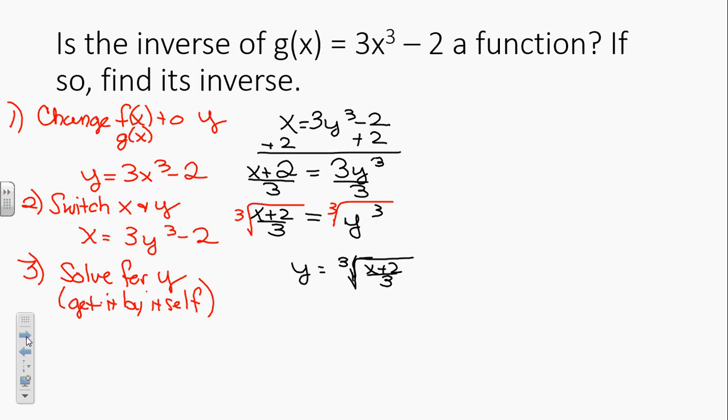Now, some would argue that we've got a radical in the denominator, don't we? That's a pre-calculus issue. For algebra 2, we're okay to leave that radical in the denominator since it's the whole thing that's a cube root. Does that make sense? You don't have to rationalize the denominator when it's like this. Okay?